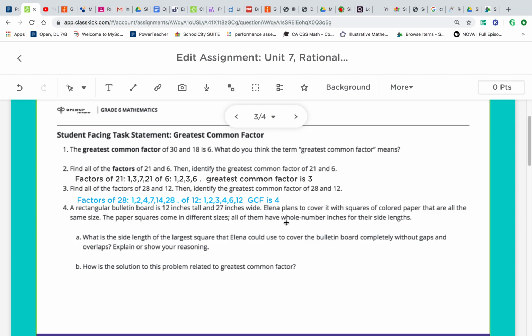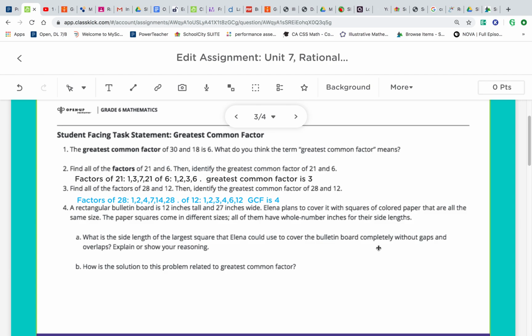And we also know that all of them have whole number inches for their side lengths. So that makes things a little bit easier because we don't have to worry about fractions or decimals. We know that they're whole number inches for their side lengths. So based off of that, we want to know what is the side length of the largest square that Elena could use to cover the bulletin board completely without gaps and overlaps.